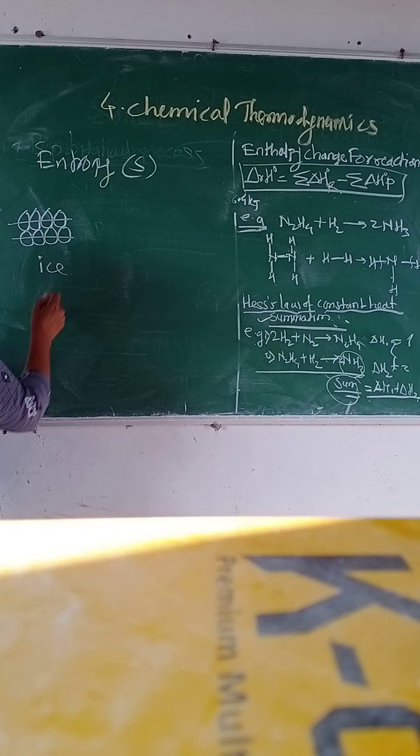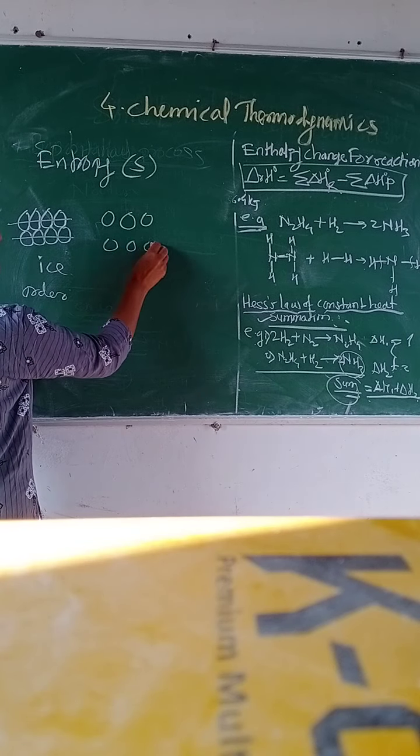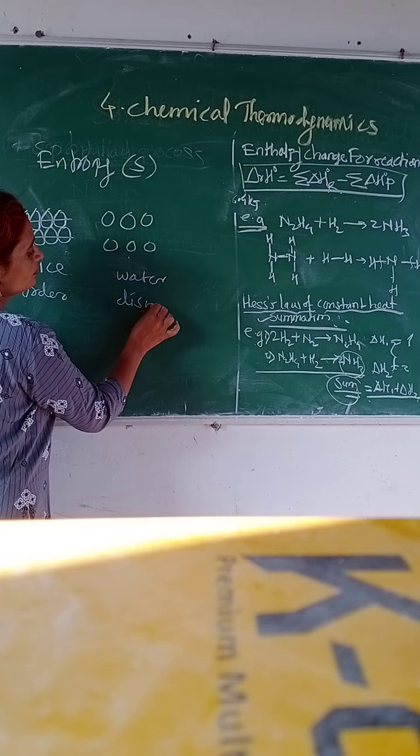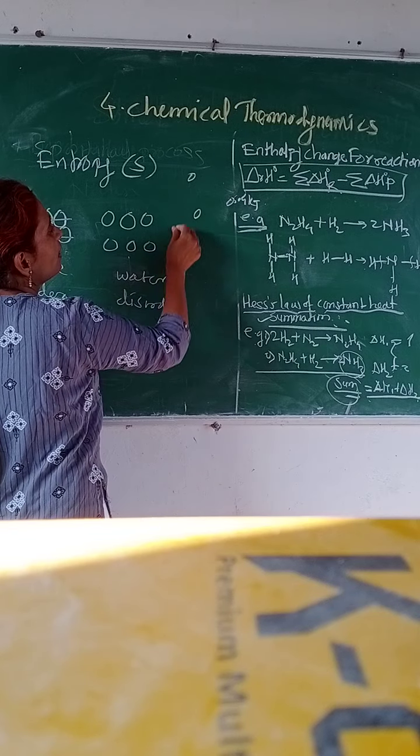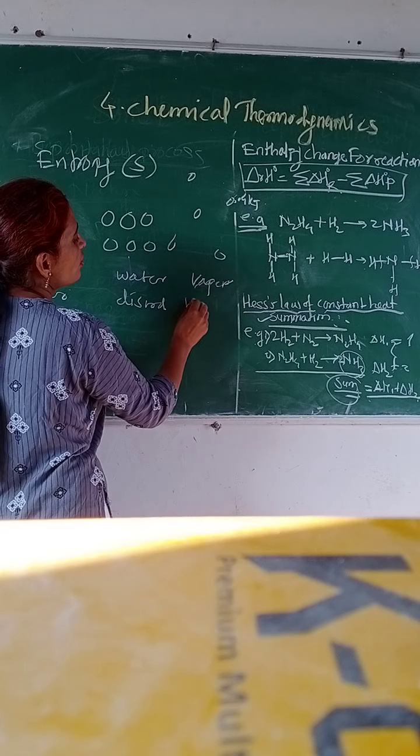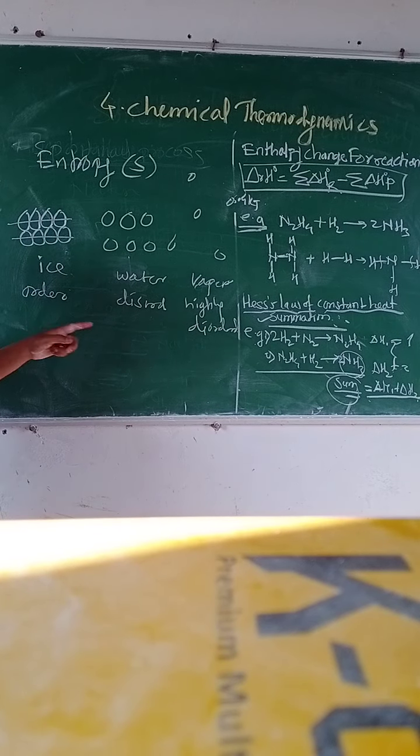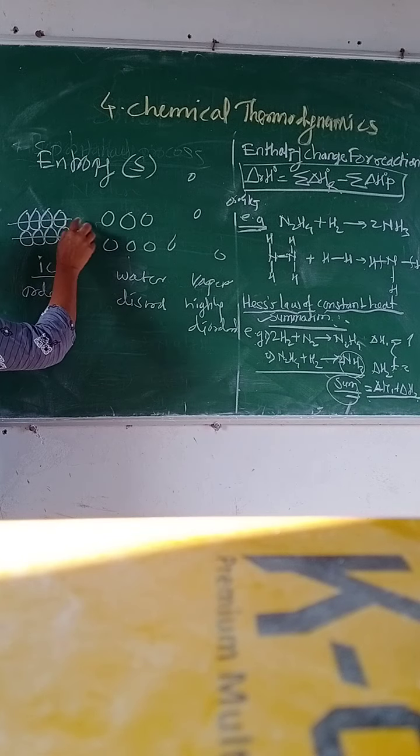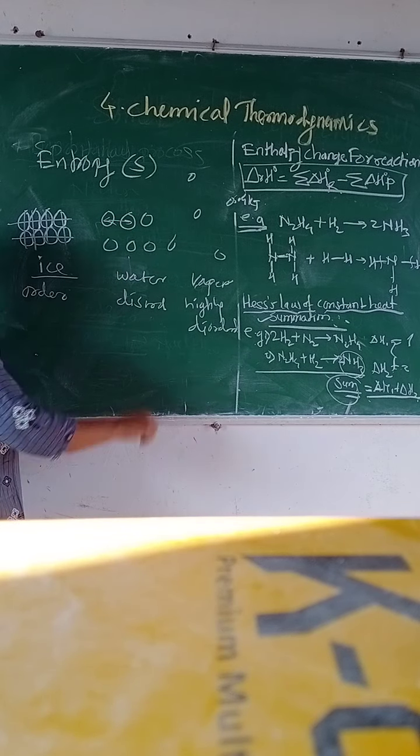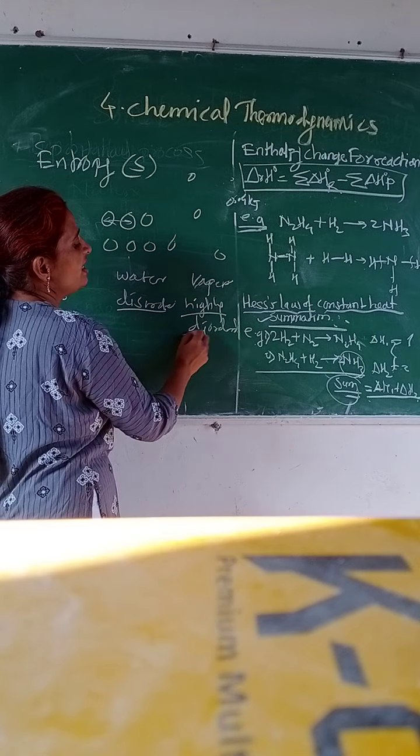Inside ice, the molecules are ordered in a specific manner. In the liquid phase, water has some disorder, and the internuclear distance increases. But in the gas phase, in water vapor, it is highly disordered, because the molecules move randomly.